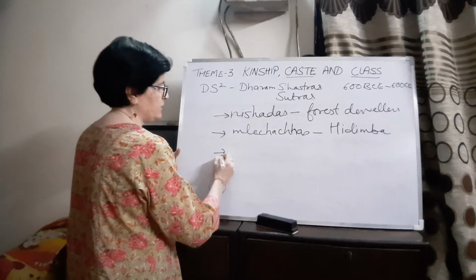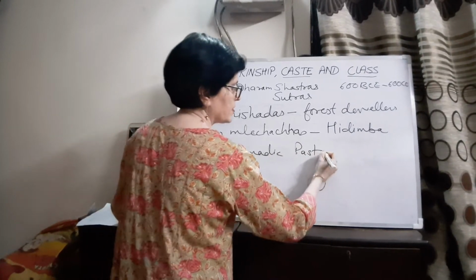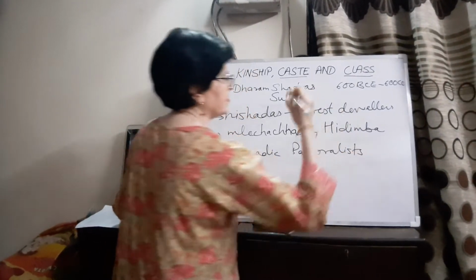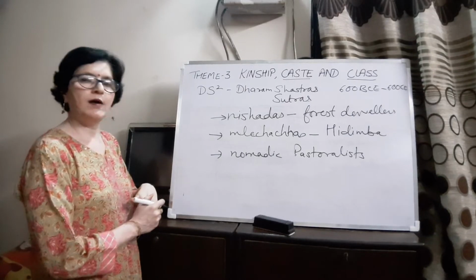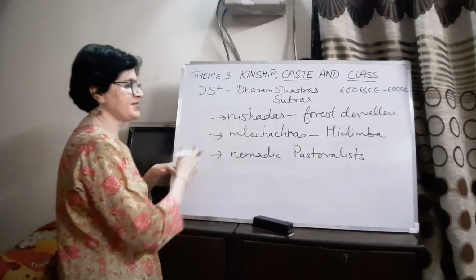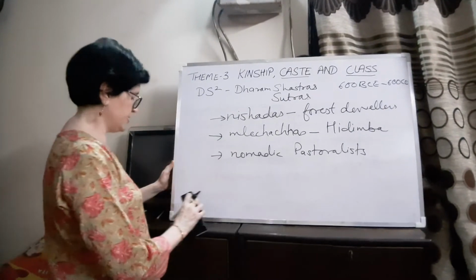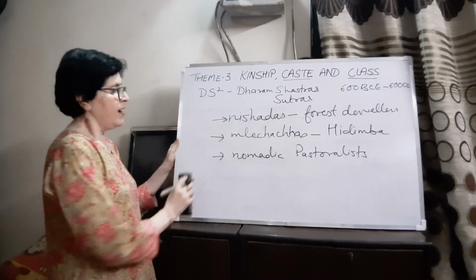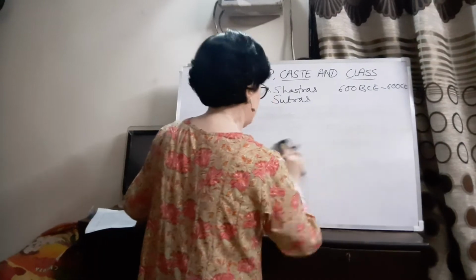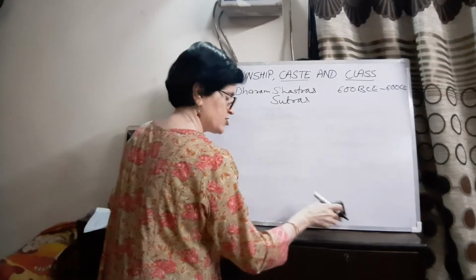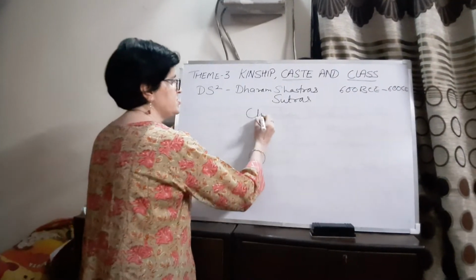And the third were nomadic pastoralists. They were in the society, but they lived in the countryside: Nishadas in the forest, Malechas also in the forest, and nomadic tribes, who moved all the time with their herds from place to place. Besides these people, there was one more section of society at the bottom of the social hierarchy, and they were Chandalas.